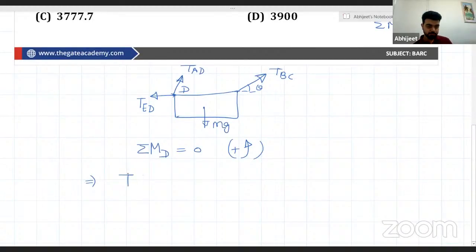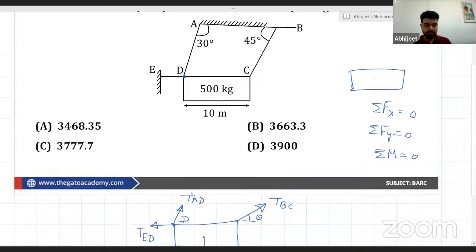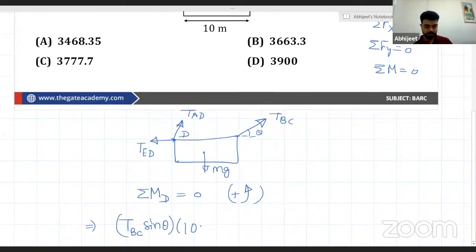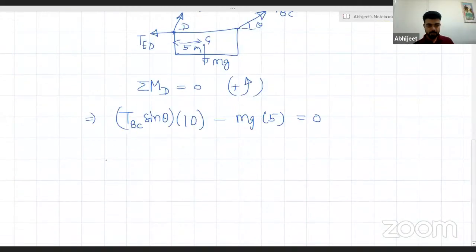So TBC sine theta into the length, which is 10 meter, minus mg into 5, because this is at the mid part, 5 meter, is equal to 0. Why minus? Because this mg is creating a clockwise moment. Clockwise moment is considered negative, and anticlockwise moment is considered positive. So here I have written this sign convention. Now find it out.